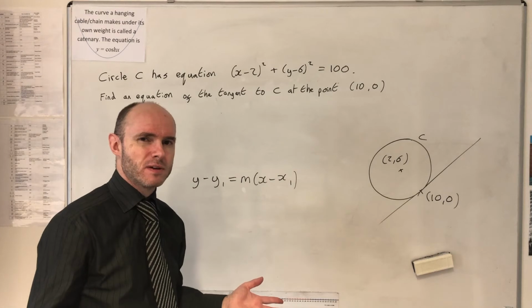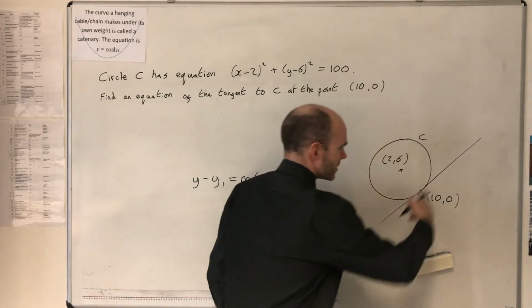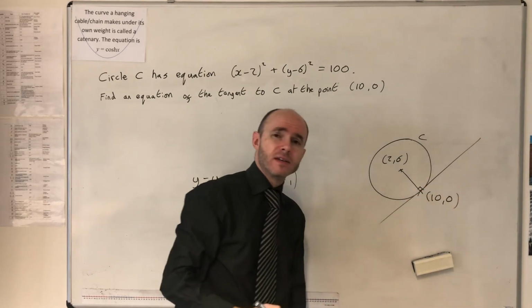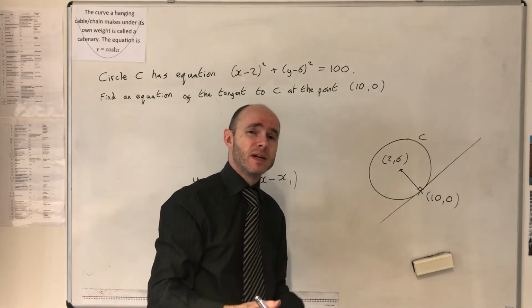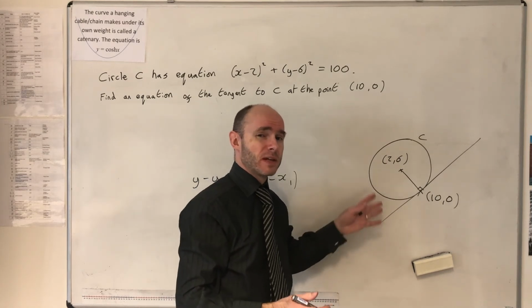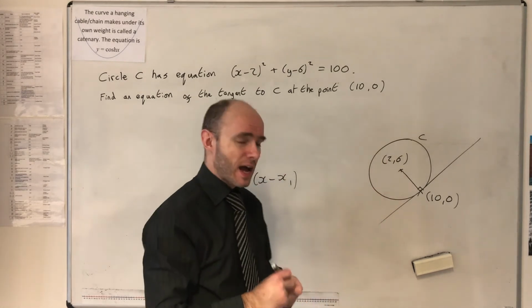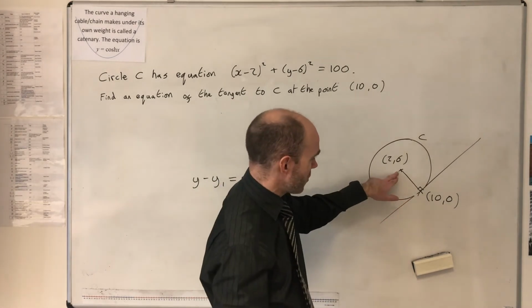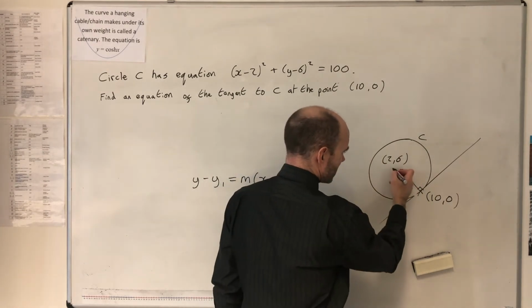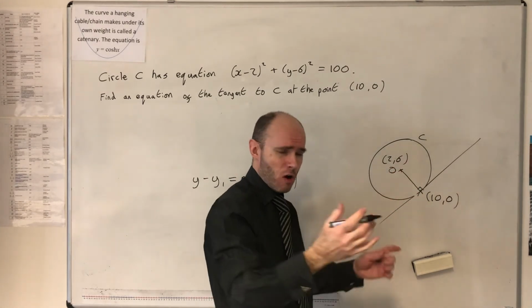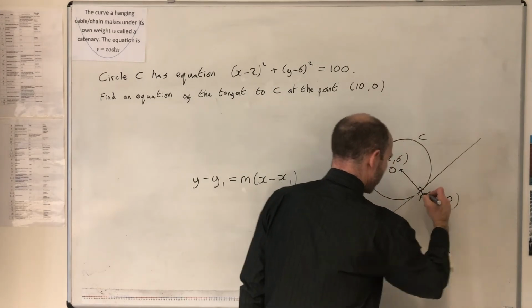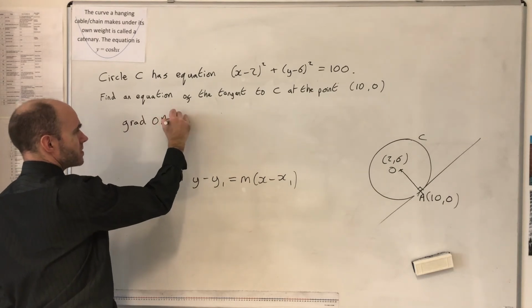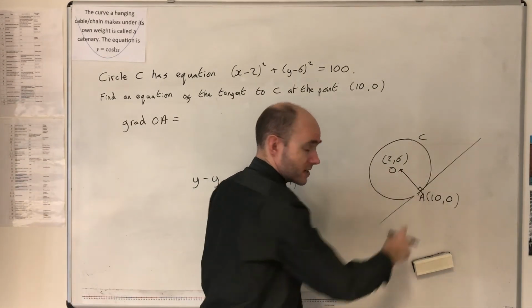So how do we do that? Well, we need to use the fact that the tangent is always going to be perpendicular, at right angles, to the radius at the point of contact. Remember that circle theorem? A tangent to a circle is always perpendicular to the radius at the point of contact. What we can do is work out the gradient from here to here. I'm going to call that point O for origin, if you don't mind, and that point A, and here I'm going to write down the gradient of OA. So it's the gradient of this radius line I've drawn.